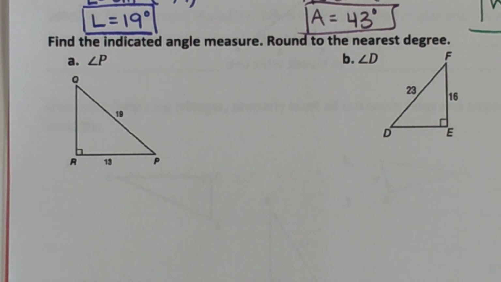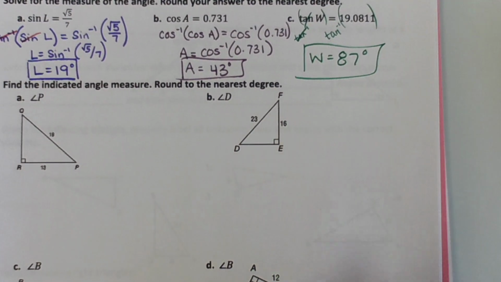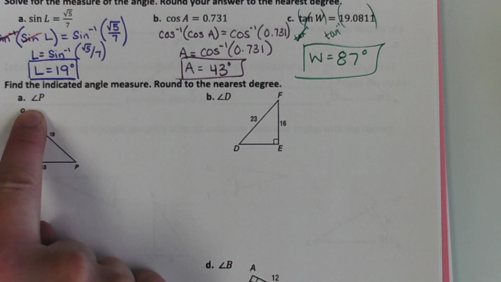So, I'm going to want to find the indicated measure. I don't know why I zoomed in on this one. I'm going to wait on that, actually. The indicated measure here is the measure of angle P.